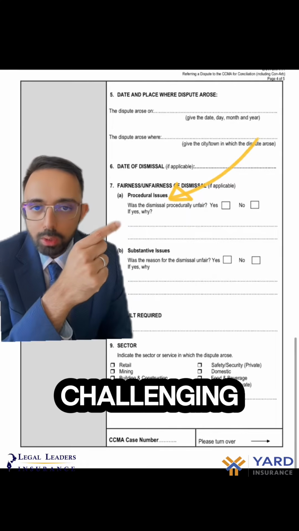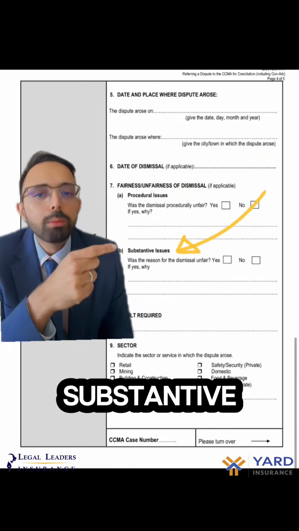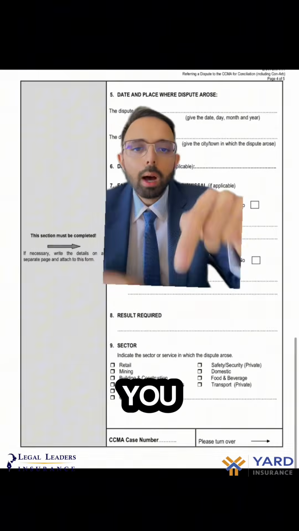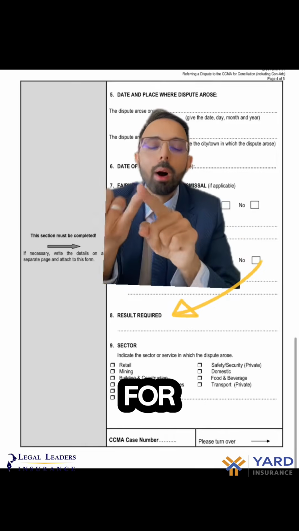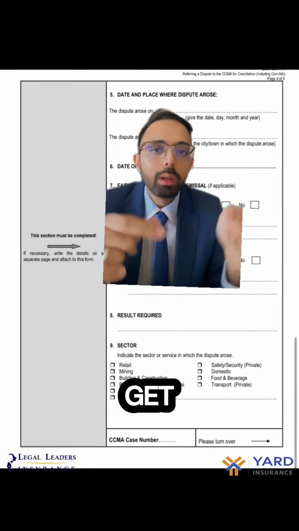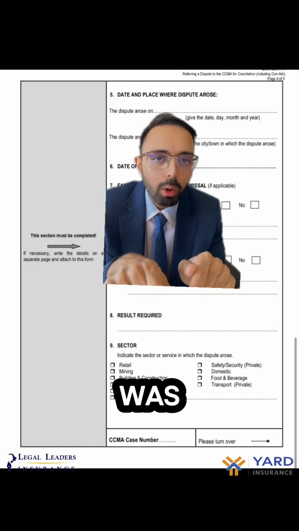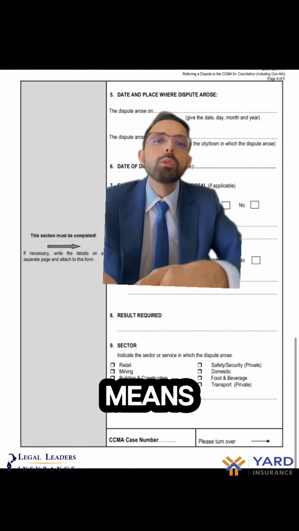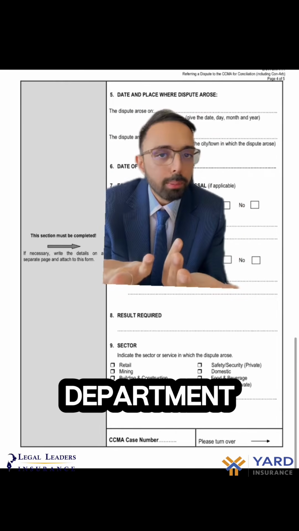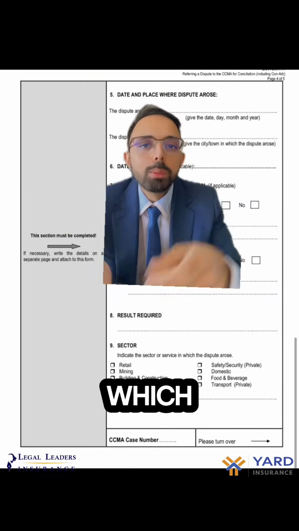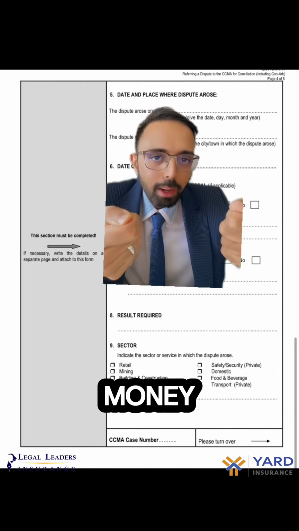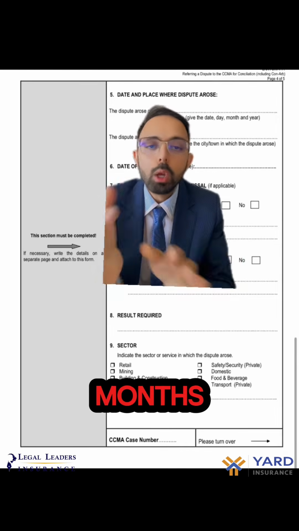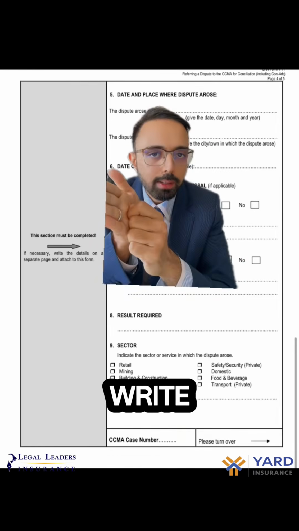Procedure, if you're challenging the procedure, and substantive most of the time is the reason for why the company dismissed you. Under results, you would be asking for either reinstatement, which means you get your job back exactly as it was prior to dismissal, or re-employment, which means you go back to work but in a different department, or compensation, which means you get paid out a sum of money for your unfair dismissal. The maximum is 12 months. You decide what you want and write it there.